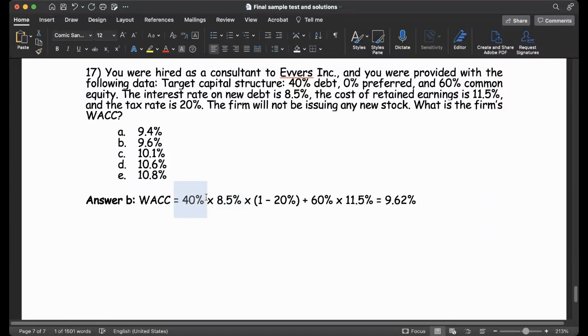Multiplied by weight for debt, 40%. We also need to multiply by 1 minus tax rate, 1 minus 20%, plus the second item for common equity. So we need to use weight for common equity, 60%, multiplied by cost of retained earnings, which is 11.5%. Okay, there's no new stock here, no new common equity, so we're using cost of retained earnings as cost of common equity here. And again, no component for preferred stock. So our final WACC would be 9.62%. We can choose option B here.